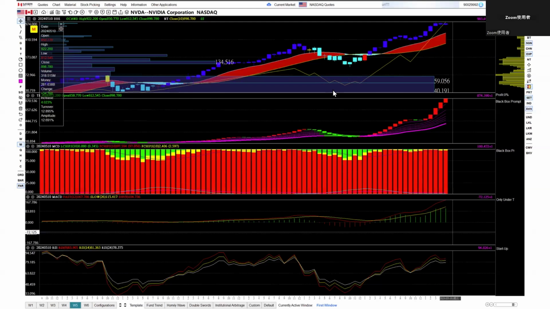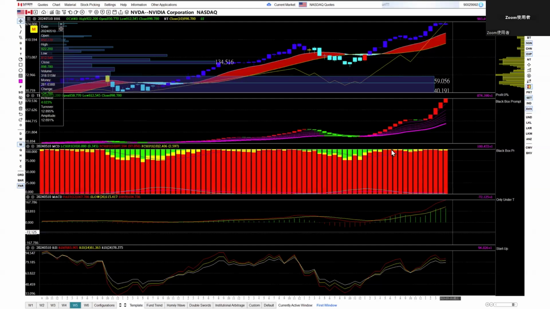If you follow this, this is actually very, very reliable on the monthly chart. That's why we like the monthly chart, because it gives us a very long-term direction.